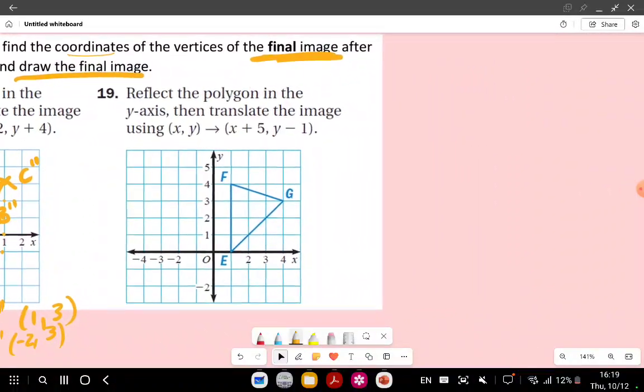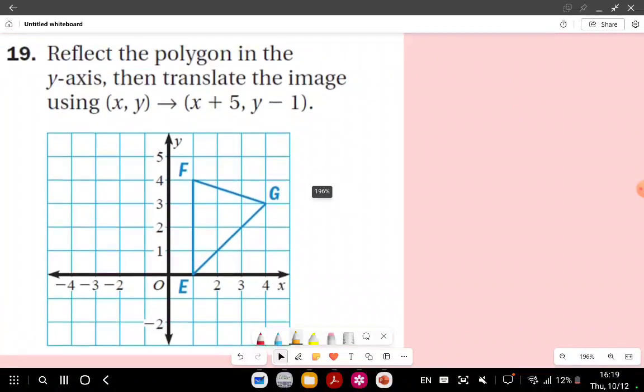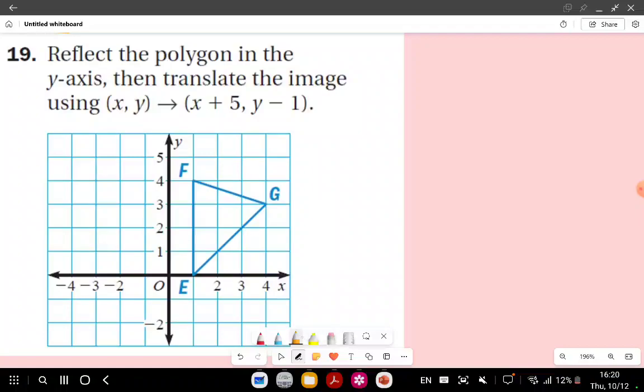Let's do the same for question 19. So first we are going to reflect on the y-axis. This one is 1 to the left. So 1, 1. That's F. G is 4. That's G. And E is 1, 1. E. Now let's translate. We're translating 5 to the right, 1 down.